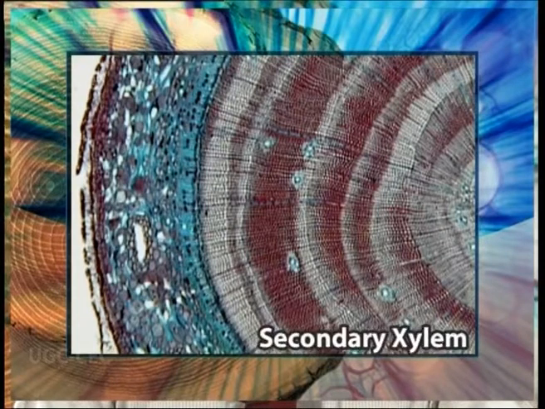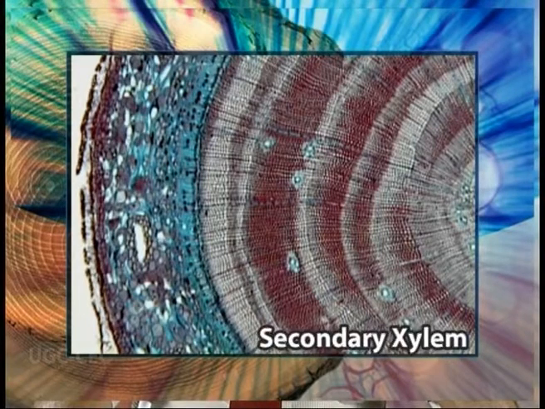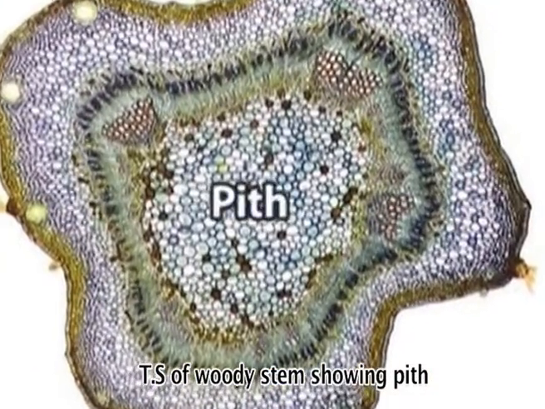Similarly, the mitotic activity on the outer surface results in the formation of cells which differentiate into a set of phloem. It represents the secondary phloem. Due to the formation of secondary xylem, the primary xylem becomes pushed more towards the pith and pith gets slightly reduced.